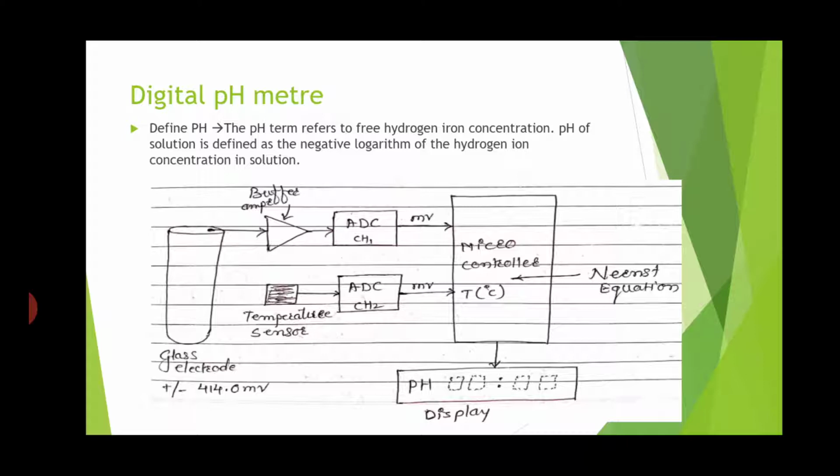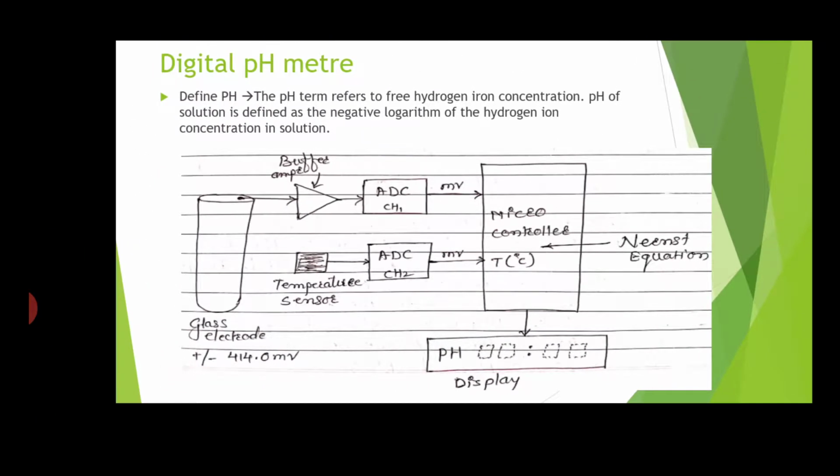Now we will see the digital pH meter. So first we will see the definition of a pH meter. The pH term refers to free hydrogen ion concentration. The pH of a solution is defined as the negative logarithm of the hydrogen ion concentration in solution. And this is the simple block diagram of the digital pH meter.